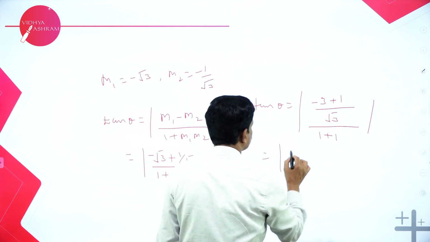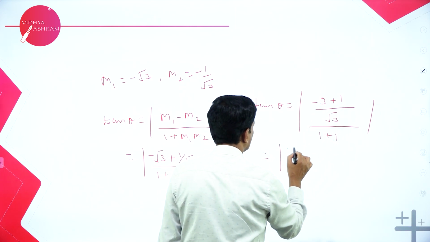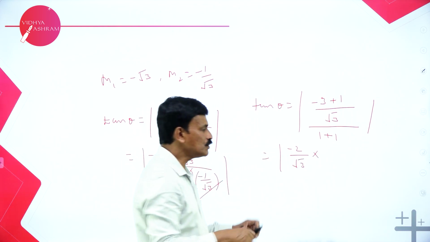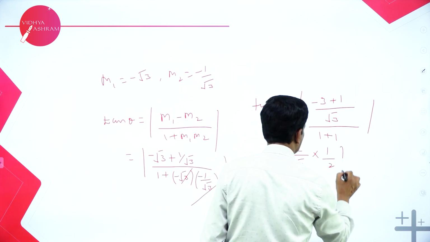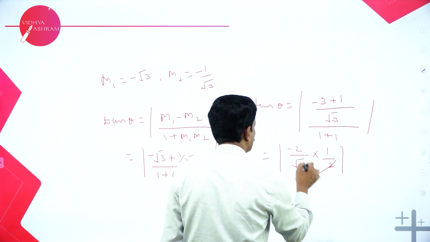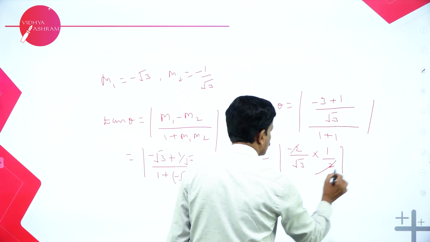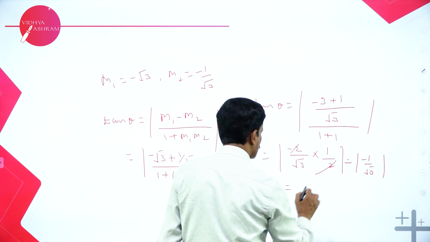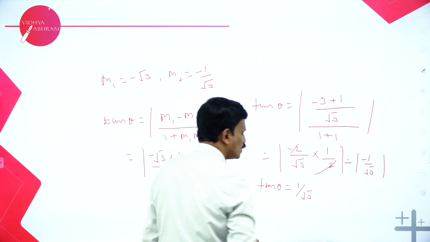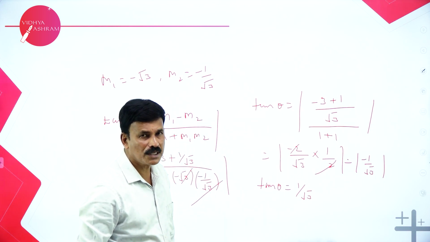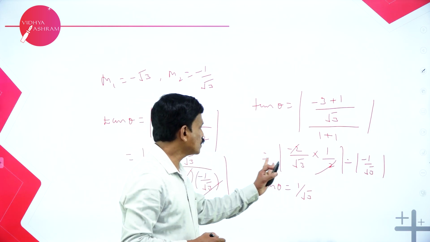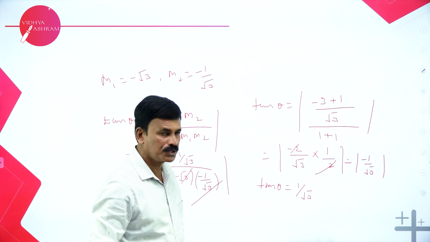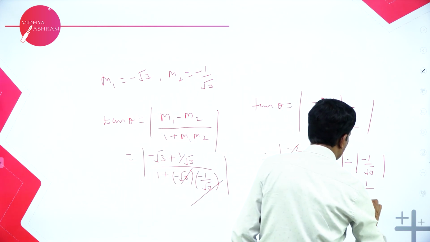So this is equal to minus 3 plus 1 is minus 2 divided by root 3, and the denominator 1 plus 1 is 2, taken to the numerator, then this becomes 1 by 2, mod. So 2 and 2 get cancelled. Tan theta can be written as minus 1 by root 3, since it is modulus, the minus becomes plus, 1 by root 3. So for what value of theta is it 1 by root 3? Tan theta is equal to minus of 1 by root 3 can also be written as plus 1 by root 3. This is equal to 1 by root 3.